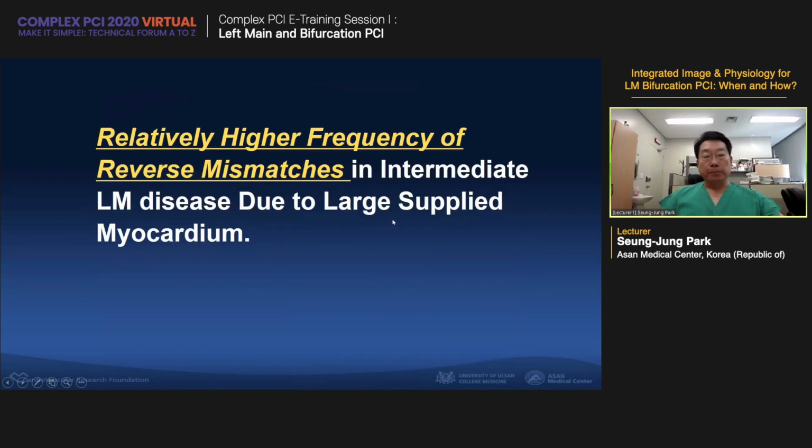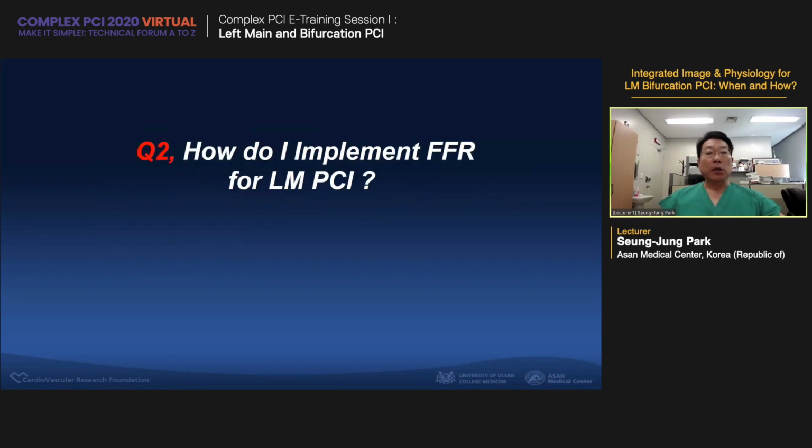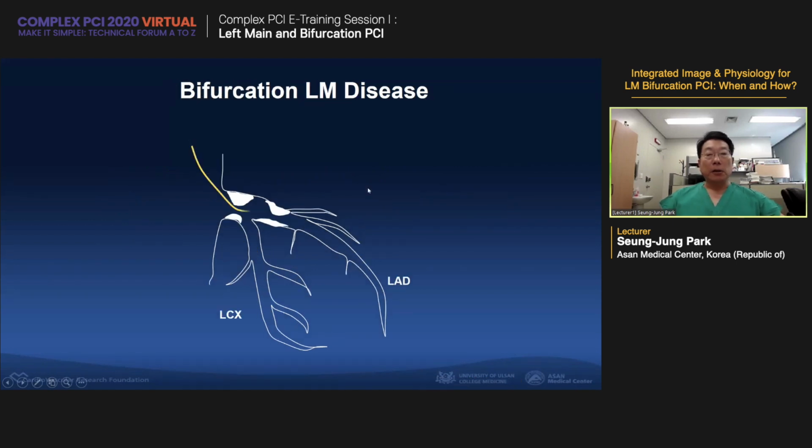In intermediate left main disease, there is a relatively higher frequency of reverse mismatches. The reason is that the left main artery supplies a relatively large myocardium. FFR-guided means ischemia-guided. How do I implement FFR for left main PCI? In ostial or shaft left main disease, FFR is definitely helpful for positive or negative decisions.